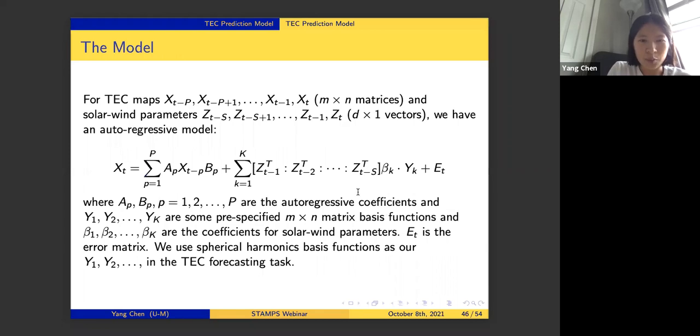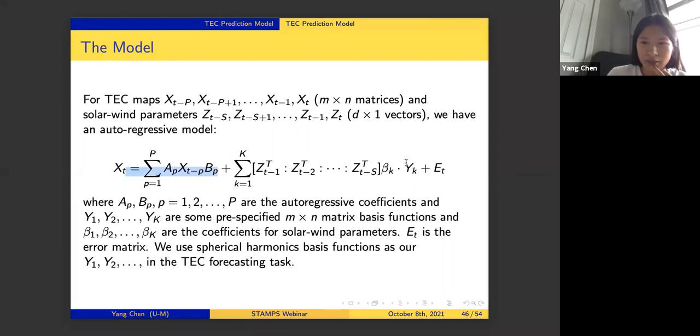The proposed model that we currently have is as follows. Let me just briefly explain. Here is a bunch of autoregressive terms. We have a left matrix A and a right matrix B operating on the latitude and longitude separately on the past values of the TC maps. So this is like a lag P autoregressive term.